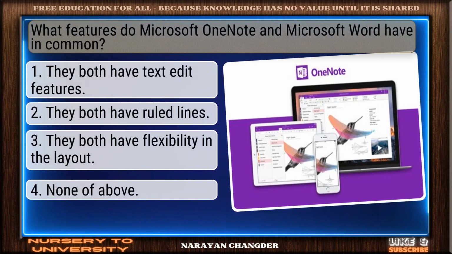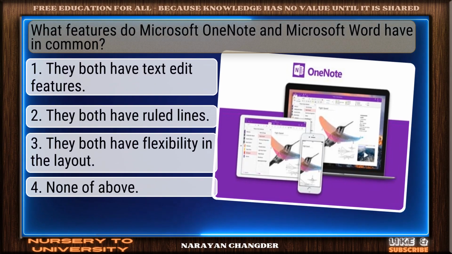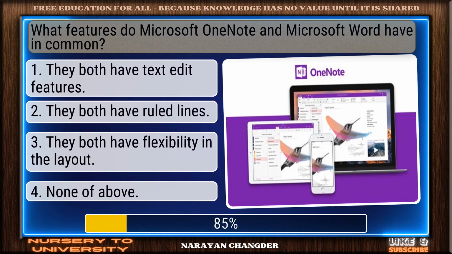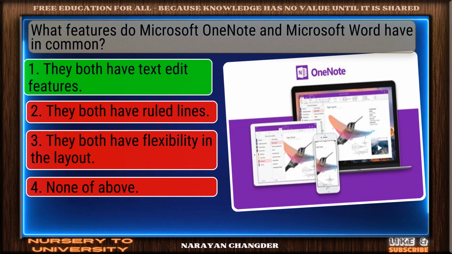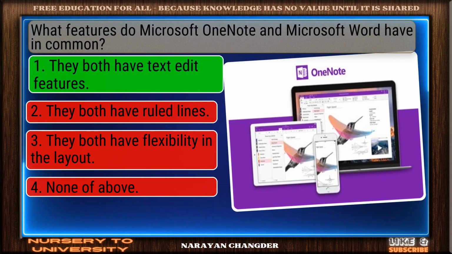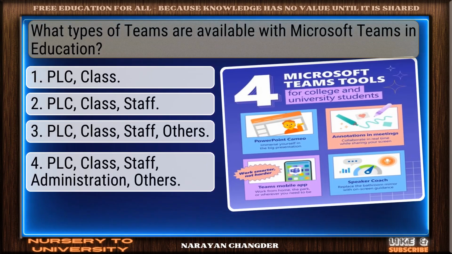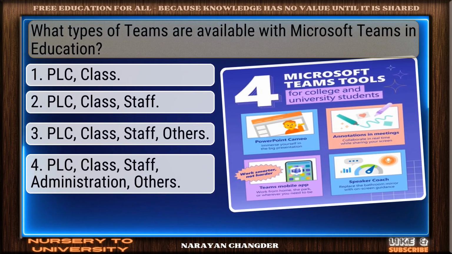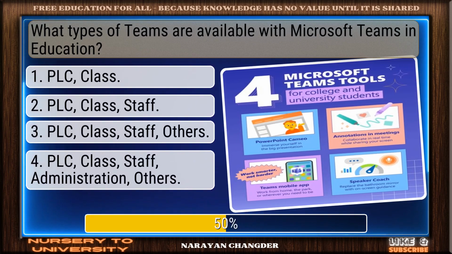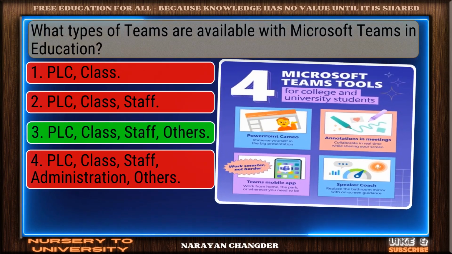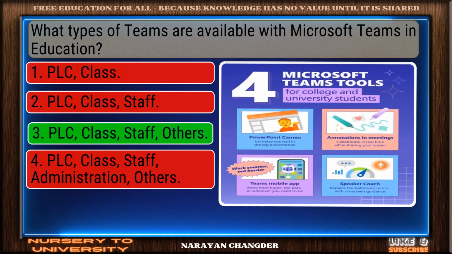Question number 21. What features do Microsoft OneNote and Microsoft Word have in common? Valid point. They both have text edit features is true. Question number 22. What types of teams are available with Microsoft Teams in education? Well picked. Class, staff, others is the correct answer.